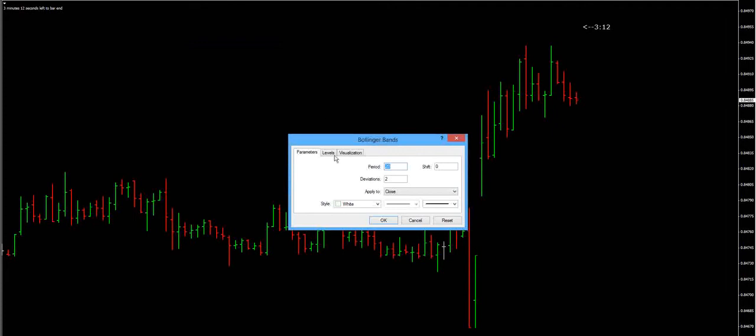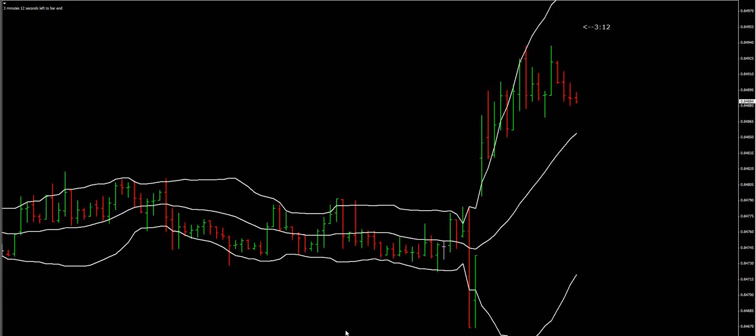You do not have to worry about levels or visualization. Just click your color, your line type. Right now you can't change it because I have mine set to bold so you can see it. But pick whatever kind of line you like. I'm going to make it a little bit bold so you can see it clearly on the screen. And click OK. This is what your standard Bollinger Band is going to look like on your chart.